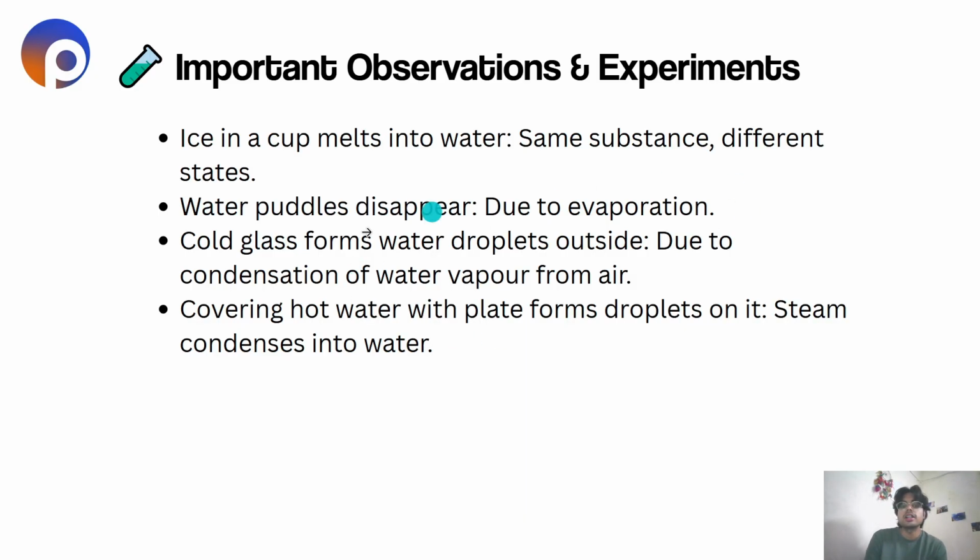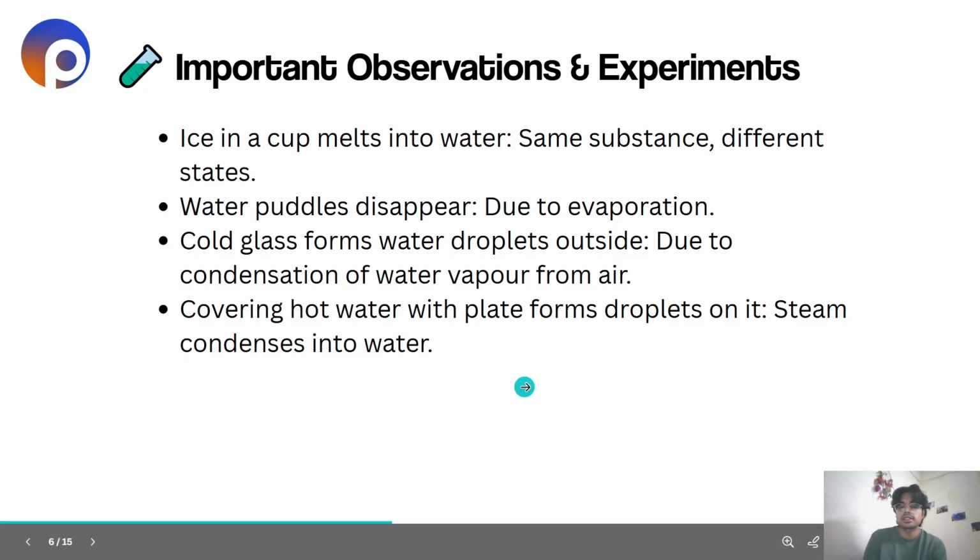So this is due to condensation of water vapor from air. Okay. Now, covering hot water with a plate forms droplets on it. Steam condenses into water. When you heat water in a pan and cover it with a plate, later on when you take out the plate, you'll realize that the water vapor has turned into small droplets, and this process is known as condensation, because the steam that is coming up is turning into droplets. So this process is called condensation.